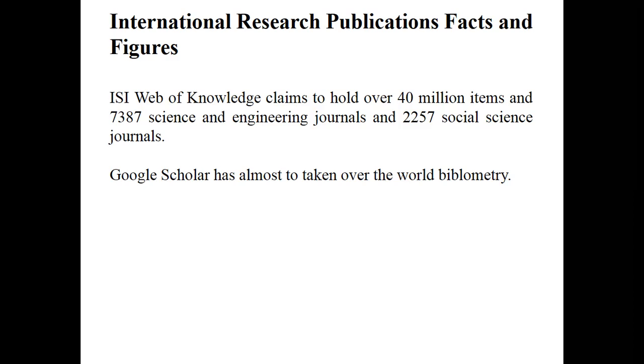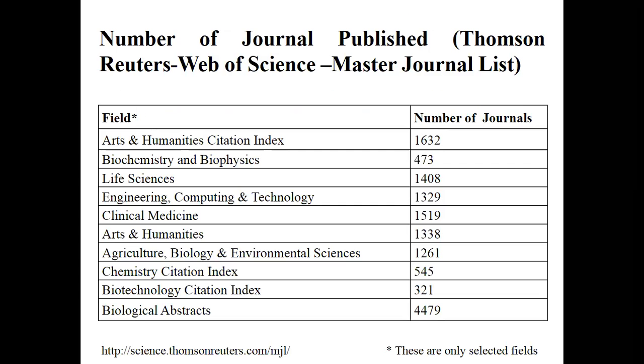Google Scholar has almost taken over the world of bibliometrics. So we already have this bulk amount of journals, data, articles, citations and abstracts. People have this data, so you should be very careful about your writing.